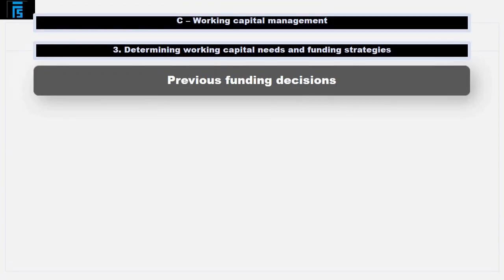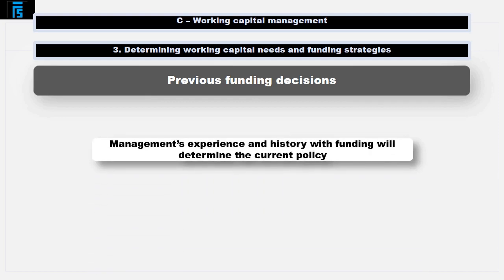Previous funding decisions. Have you ever heard of the phrase, once bitten, twice shy? This is where your past experience is affecting your current decisions. This is relevant in business and in life. Management's experience and history with funding will determine the current organisation's policy, whether it is an aggressive one or a conservative one. For example, if they ran into cash flow problems in the past, it is likely they will take active steps to ensure they have enough cash in the business.